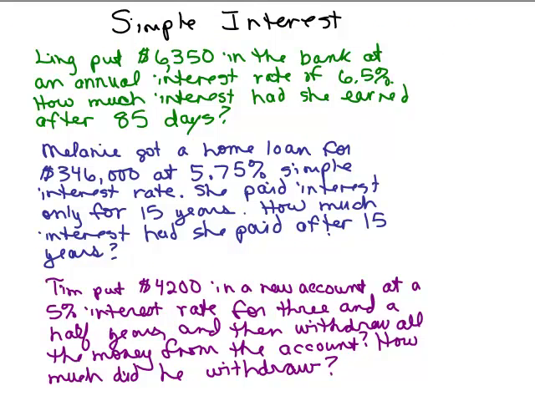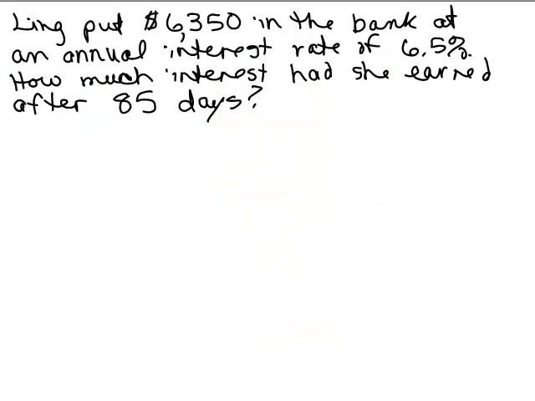All right, here's three more problems involving simple interest, and we're going to be using a calculator to do these three problems. So here's the first one. Ling put $6,350 in the bank at an annual interest rate of 6.5%. How much interest had she earned after 85 days?